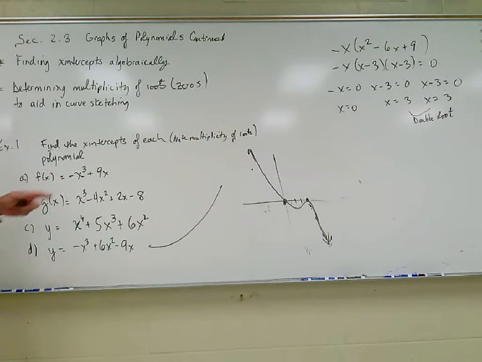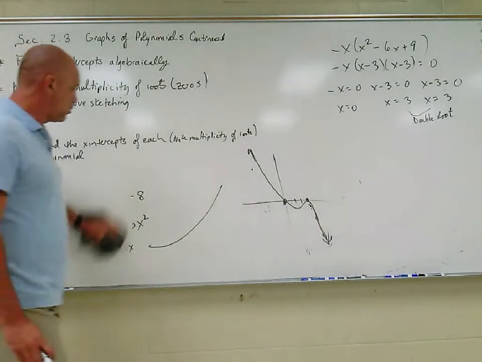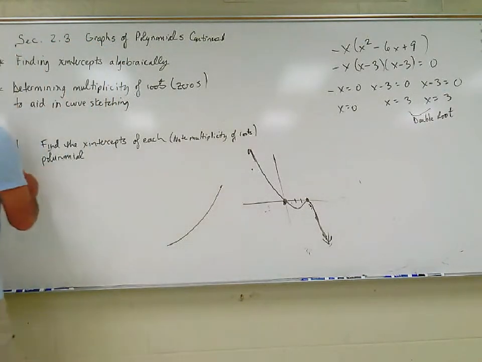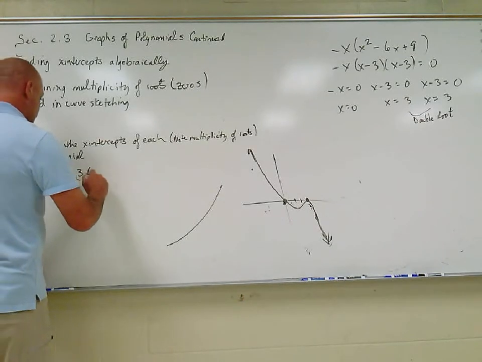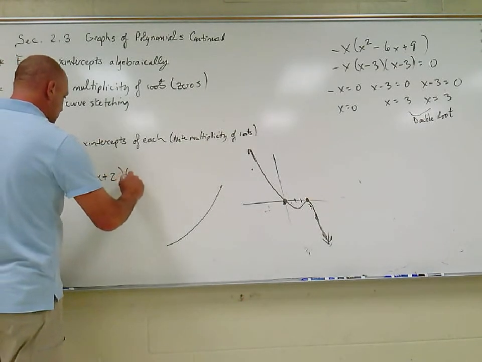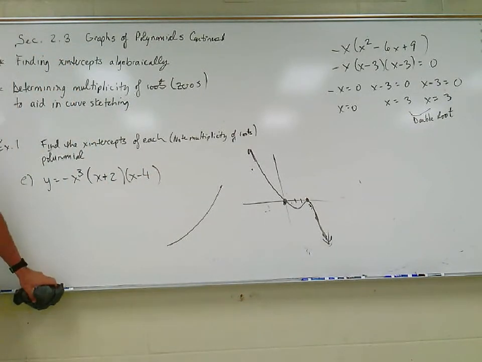Okay, so we'll do one more problem. Can I erase these problems over here? I'm sure at this point you've written them all down. So part E is a polynomial that's already factored for you. So let's say we had y equals negative x cubed, x plus 2, x minus 4. So does everybody see that that polynomial is factored?